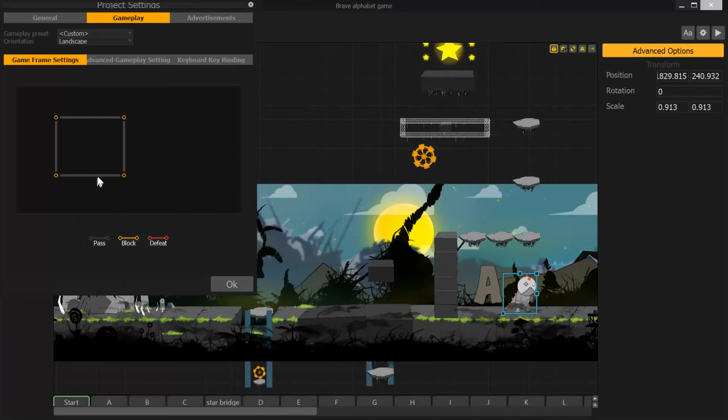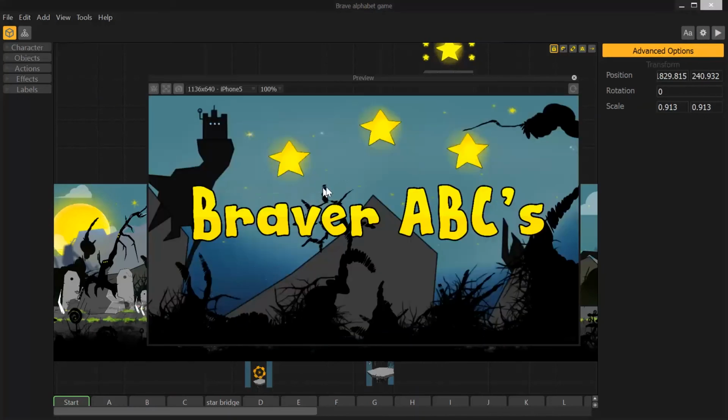All those lines right there, obviously, need to be gray. If any of them are orange or red, it's going to cause different problems, obviously, by blocking or defeating your character. I'm going to go ahead and demonstrate this so you can see what it's doing and how it works.